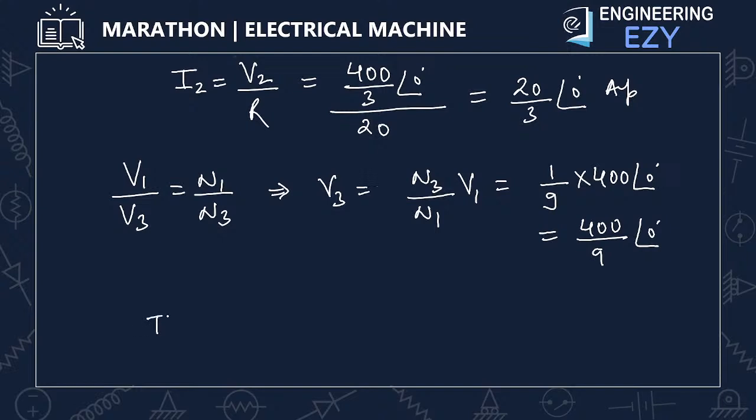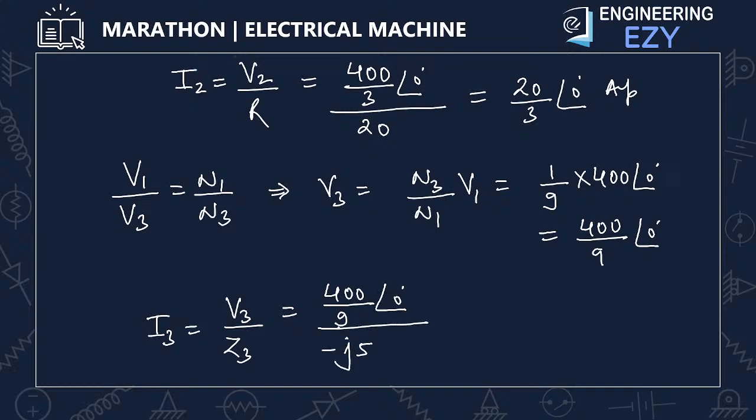Once we calculate the V3, what is the I3? I3 is V3 by Z3. And in this third branch, it is a pure capacitor. So it is 400 by 9 angle 0 divided by minus j5. Everyone knows a capacitor in phasor form can be written as minus j5 or 5 angle minus 90. So 400 divided by 5 is 80 by 9 angle 90 degree.